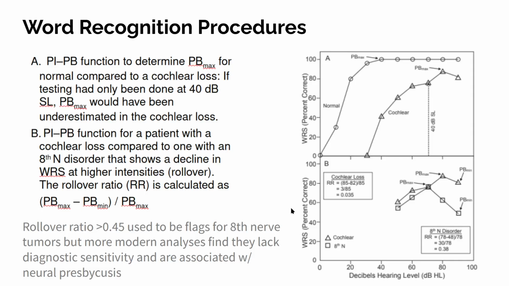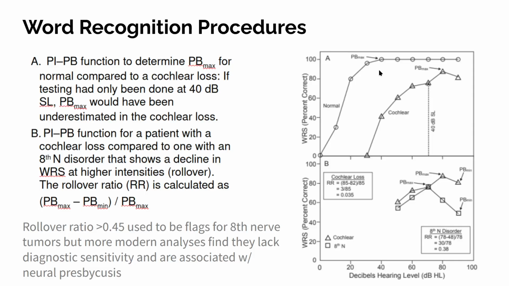Here I do want to show you a PI-PB function, or a performance intensity phonetically balanced function, to determine PB max for normal compared to cochlear hearing loss. If testing had only been done at 40 dB SL, PB max would have been underestimated in the cochlear hearing loss case. So we can see here for normal hearing individuals, 40 dB above threshold is more than enough.